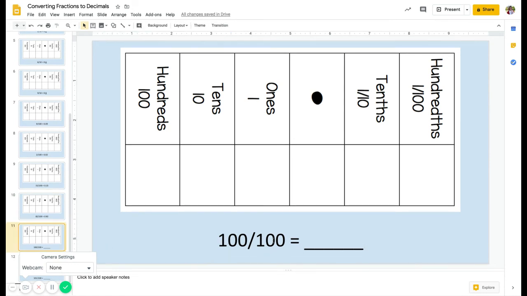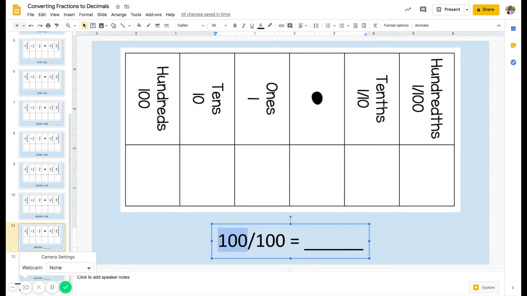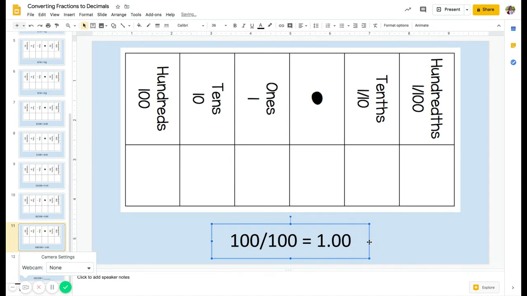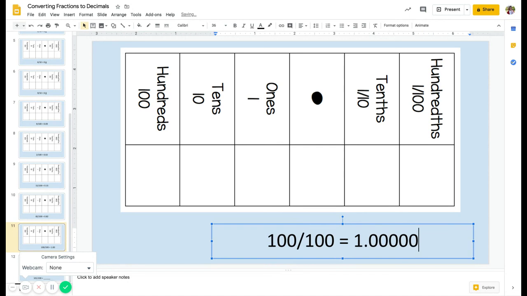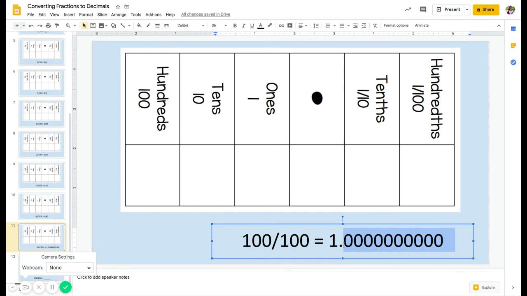Now, if I have 100 hundredths, I have 100 pieces of pizza and I eat all 100 of them, that is the same thing as 1 whole. Or if I were to write it as a decimal, I would have 1 whole and 0 tenths, 0 hundredths. I could make those zeros go on forever. I have 0 tenths, 0 hundredths, 0 thousandths, and so on. This could go on forever. 1 and nothing extra is just the same thing as 1.